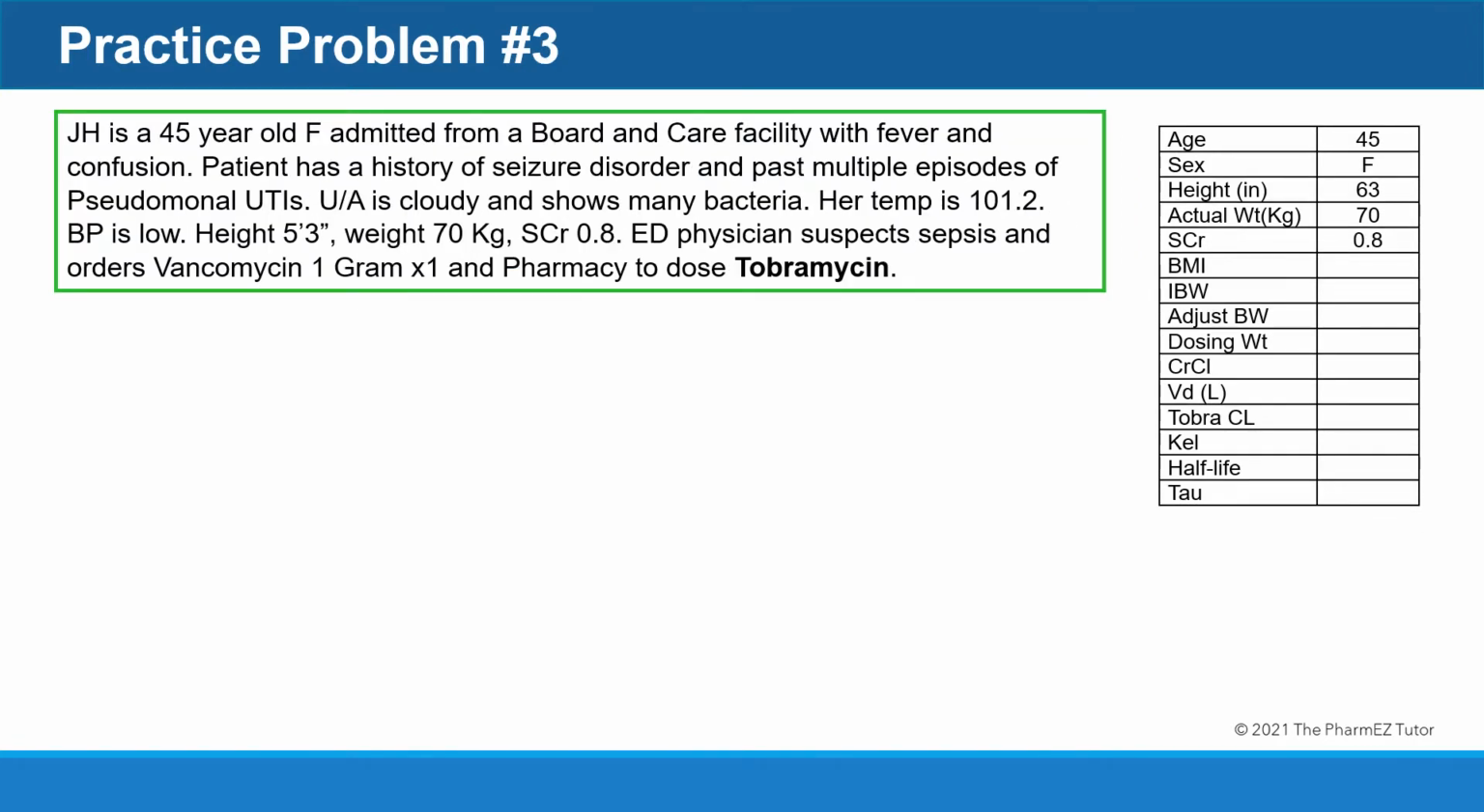JH is a 45-year-old female admitted from a board and care facility with fever and confusion. The patient has a history of seizure disorder and past multiple episodes of pseudomonal UTIs. Her urinalysis is cloudy and shows many bacteria. Her temperature is 101.2 and blood pressure is low. Her height is 5 foot 3 inches, weight of 70 kilograms, serum creatinine of 0.8. The emergency room doctor suspects sepsis and orders vancomycin 1 gram times 1 and pharmacy to dose tobramycin. You may stop or pause the video at this point to solve this case.